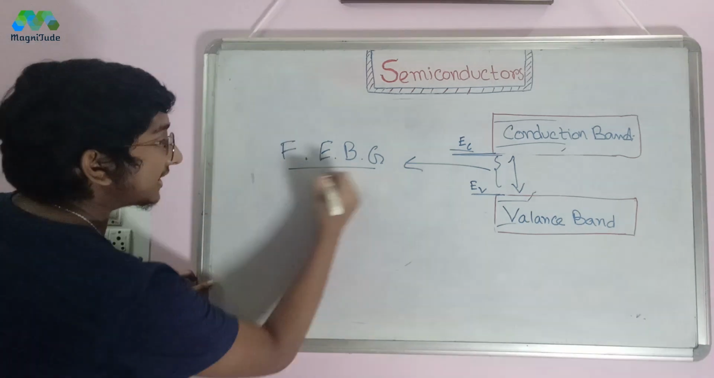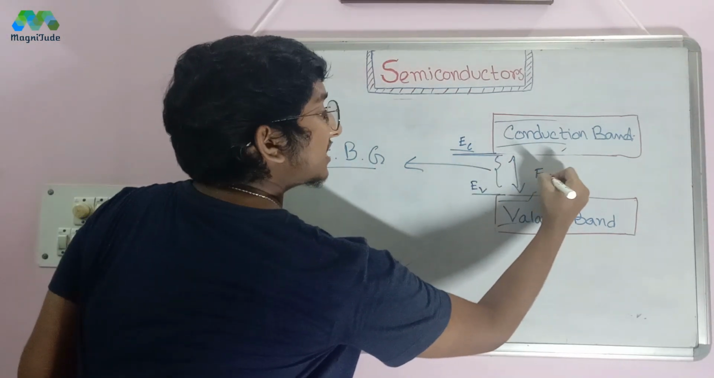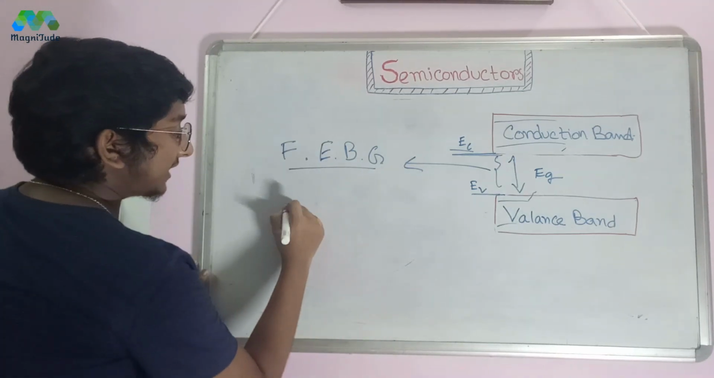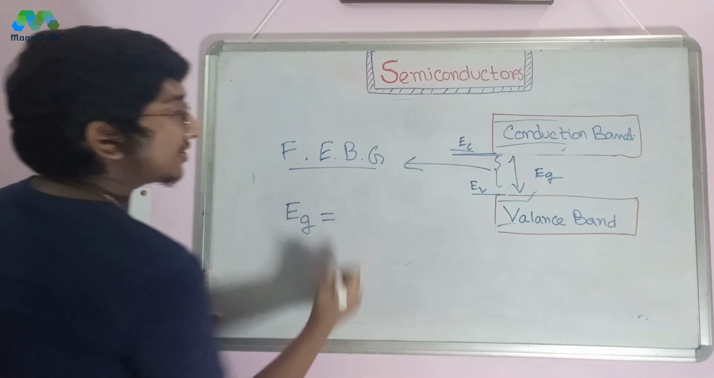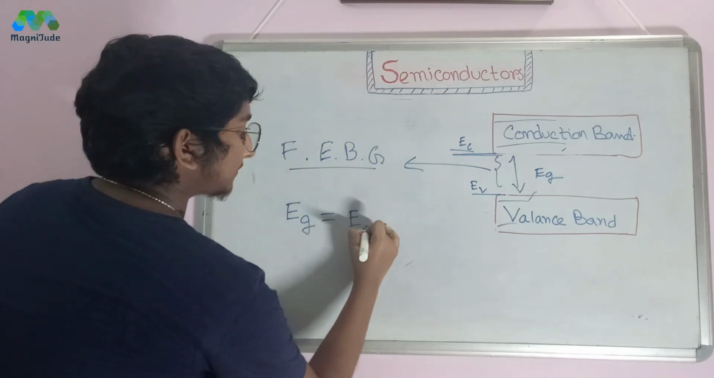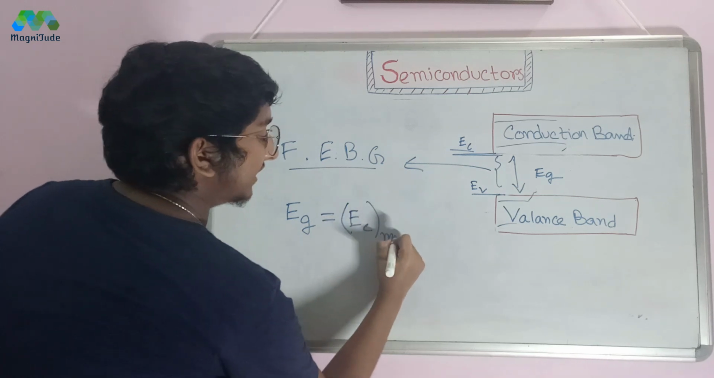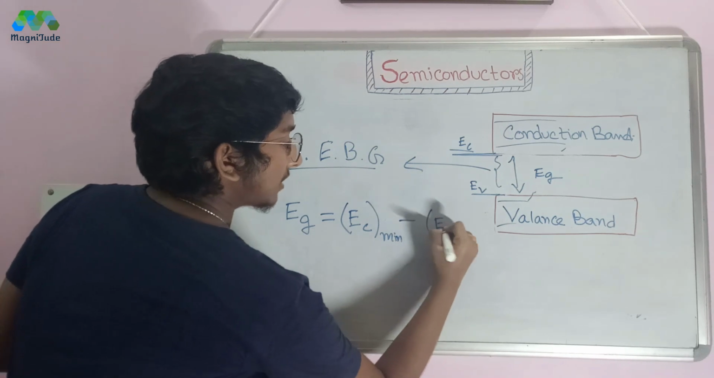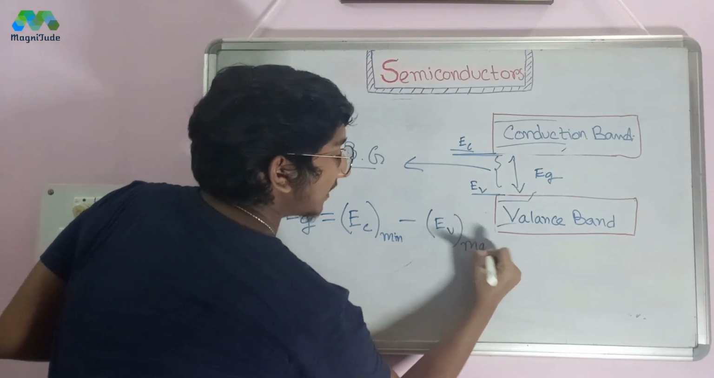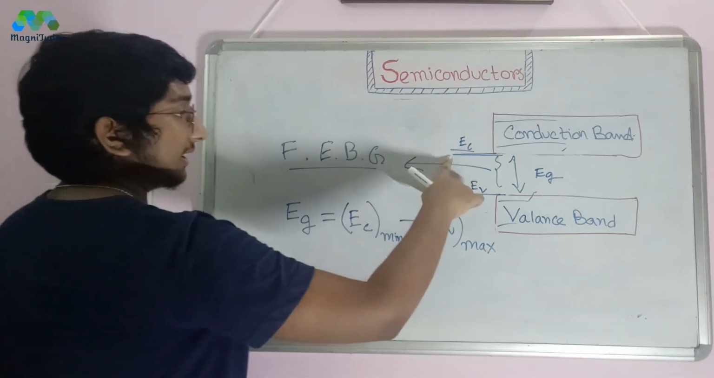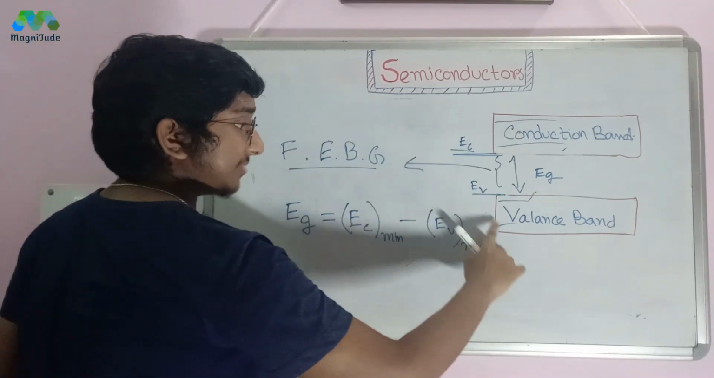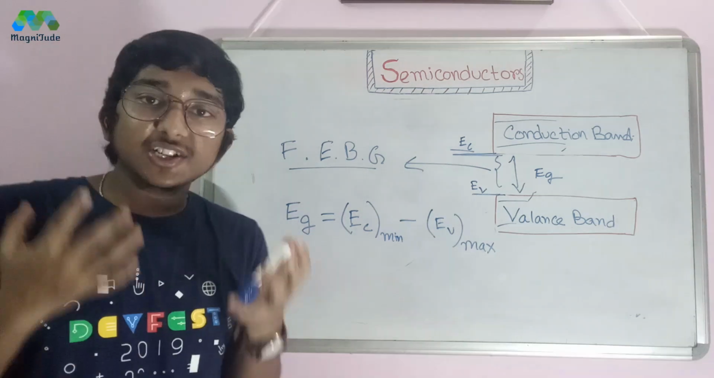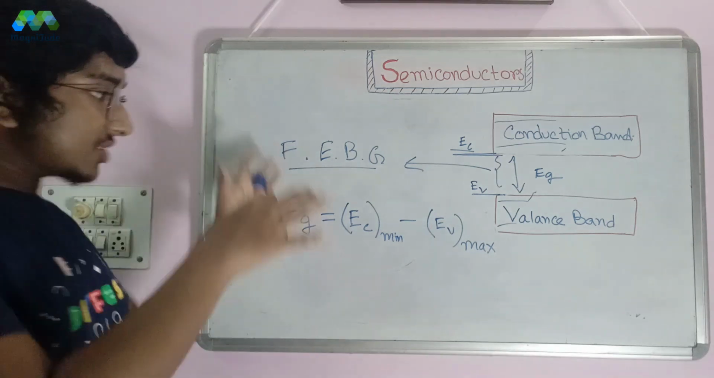This forbidden energy band gap is defined by EG. So if anyone asks you the formula of EG, you can write that EG equals EC min minus EV max. The minimum energy level of the conduction band minus the maximum energy level of the valence band. So by this we know what the forbidden energy band gap is. This topic is up to here.